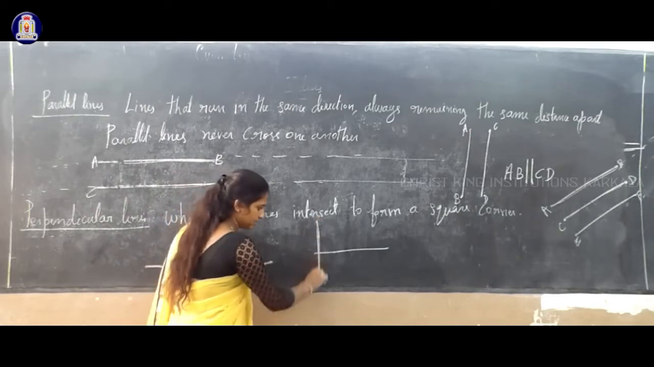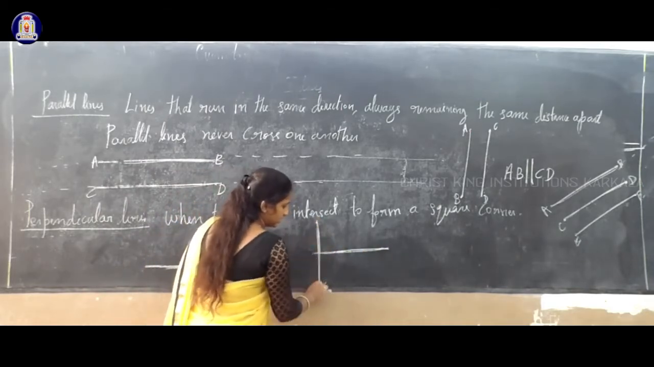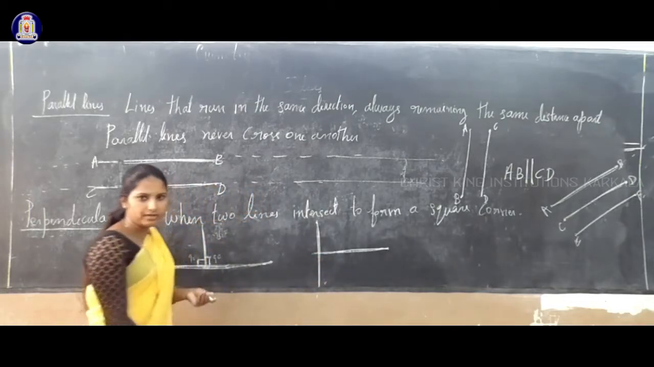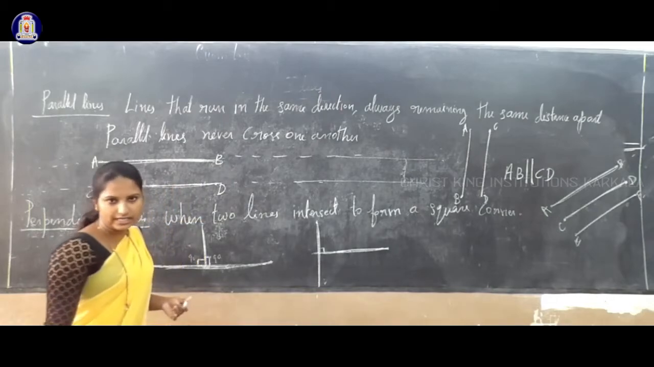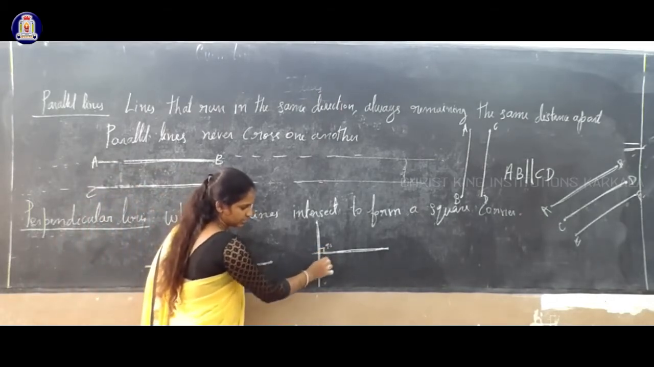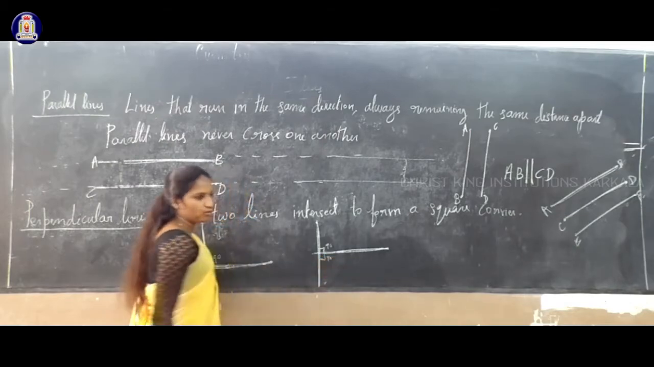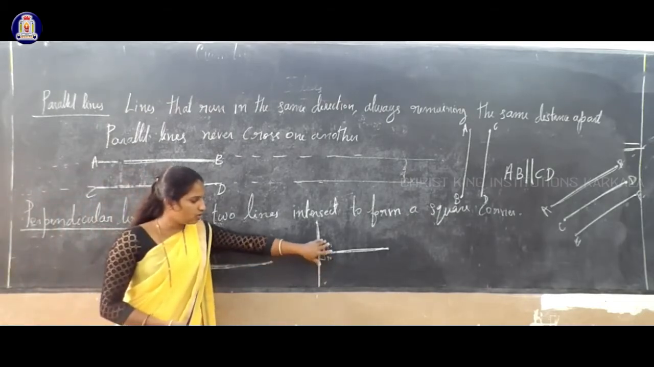Here this line is intersected by another line. Correct? So these two lines are intersecting. Clear? But it makes an angle of 90 degrees. Square means 90. Clear? Each angle is 90 degrees. So this is 90 degrees, this is 90 degrees. So if two lines are intersecting and form a square corner.